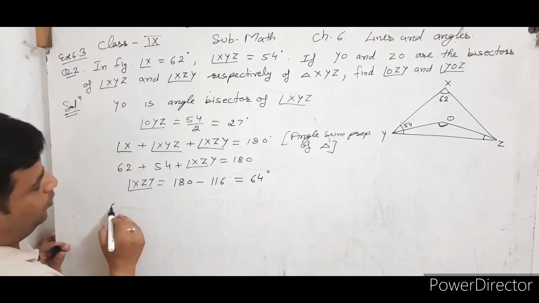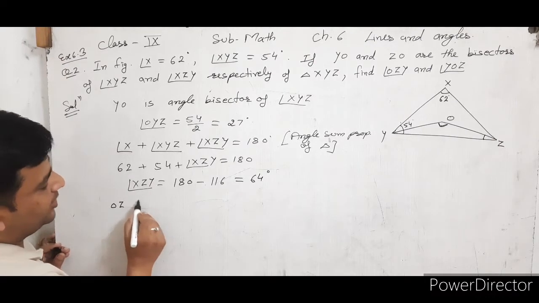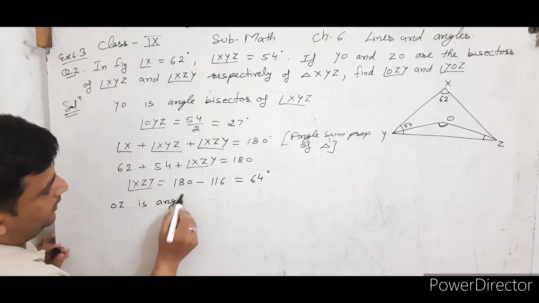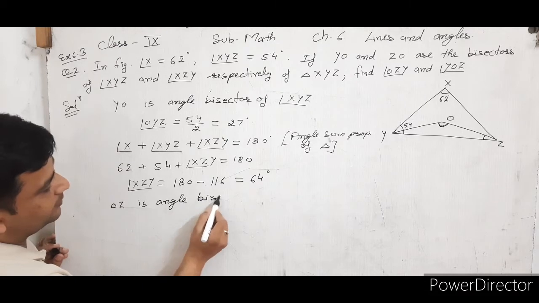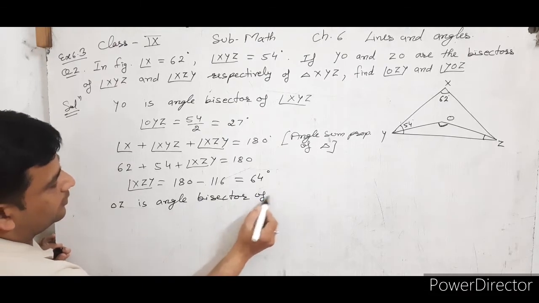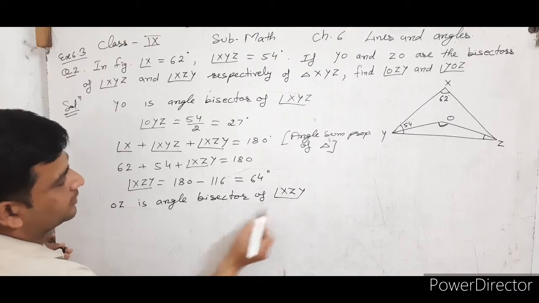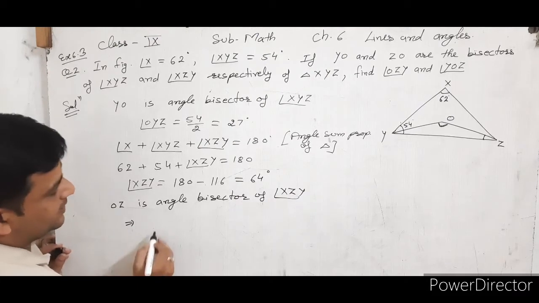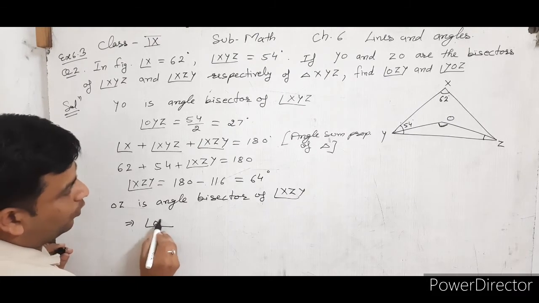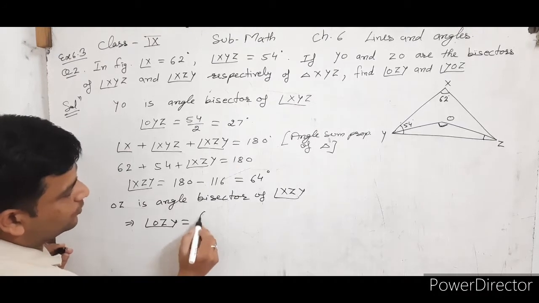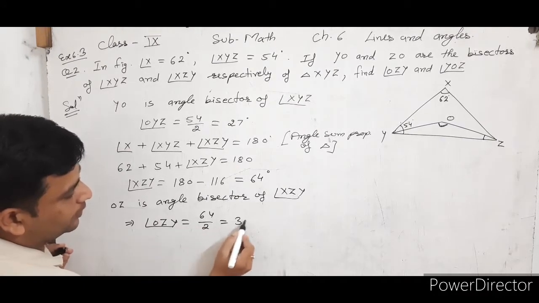Now OZ or ZO is the angle bisector of angle XZY. This implies angle OZY equals 64 upon 2, which is 32 degrees.